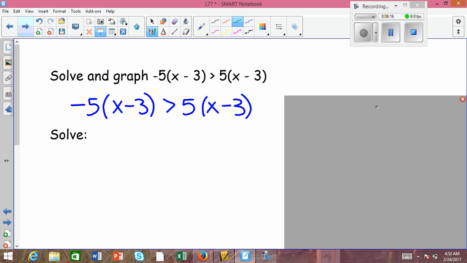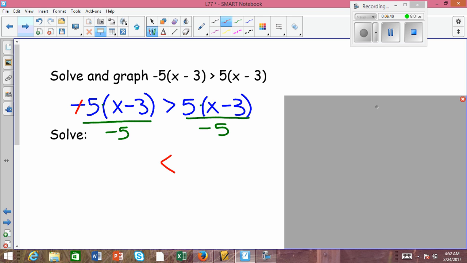The first step that I would take here is, because there is multiplication happening on both sides, and they're being multiplied by a common factor, I'm going to divide by that factor right away. So I'm going to divide both sides by this negative 5 over here. Make sure you flip your sign, because we are dividing by a negative. Even if we multiply by a negative, we also have to flip that sign.